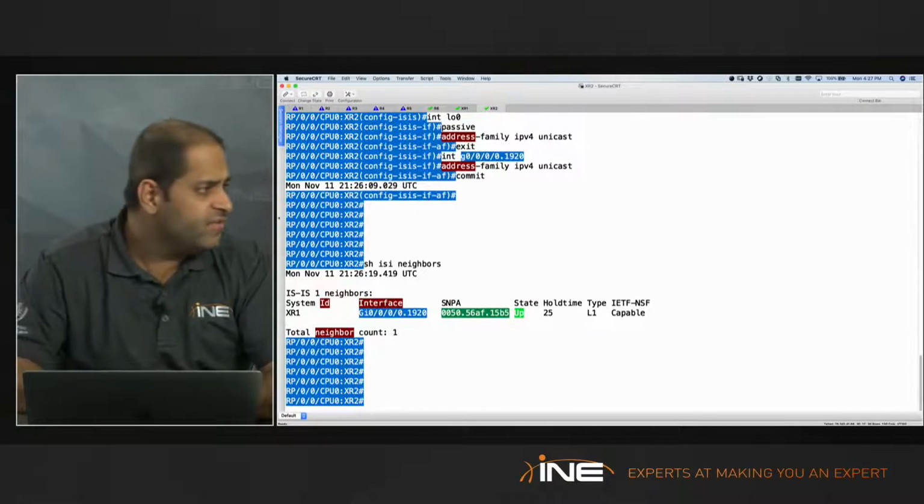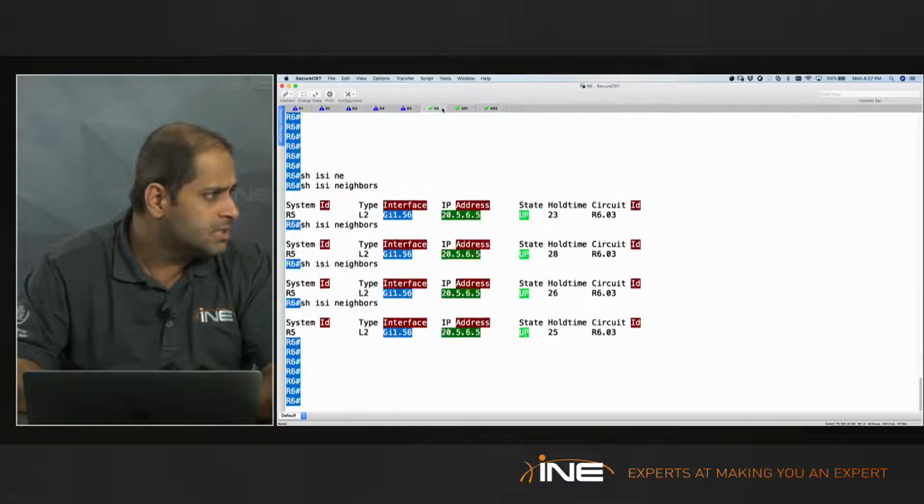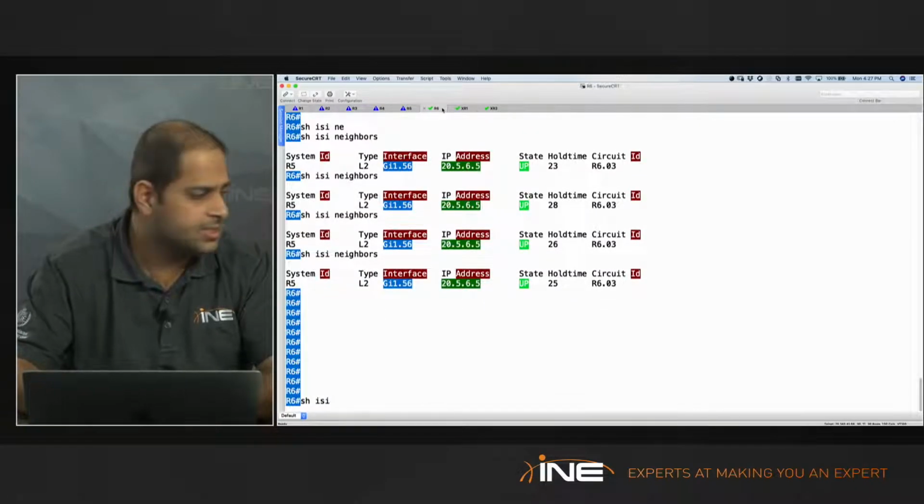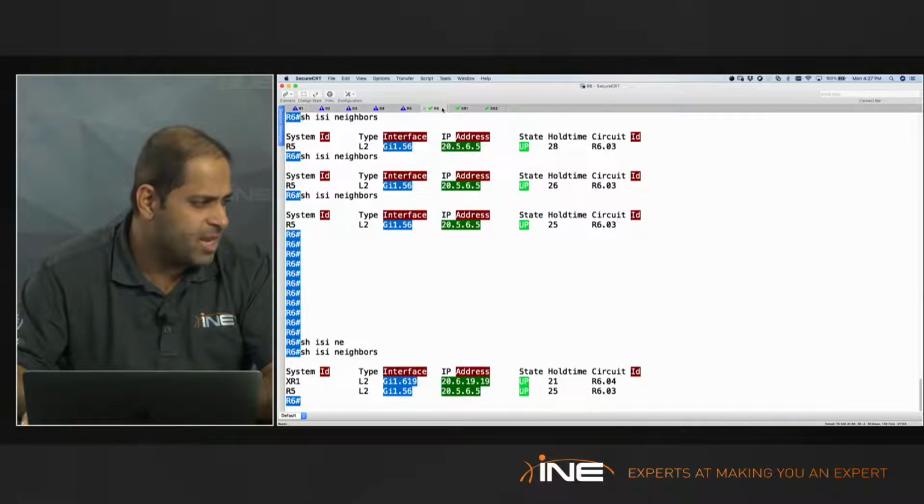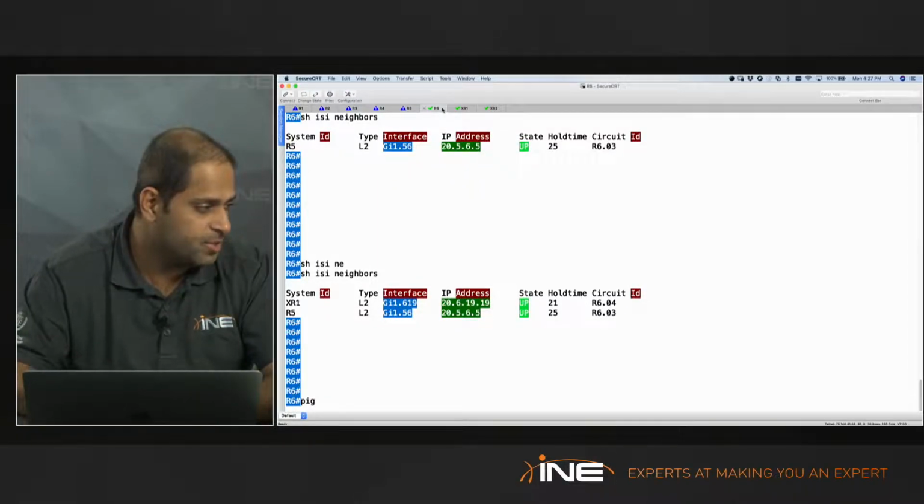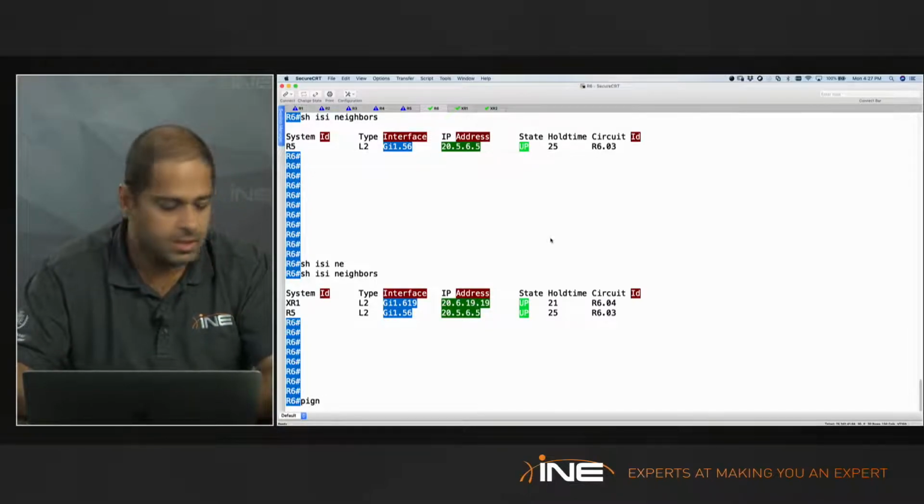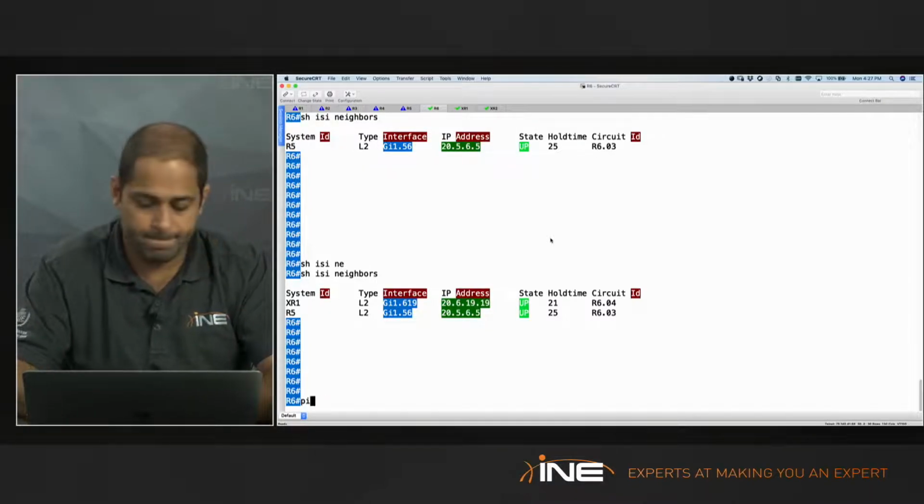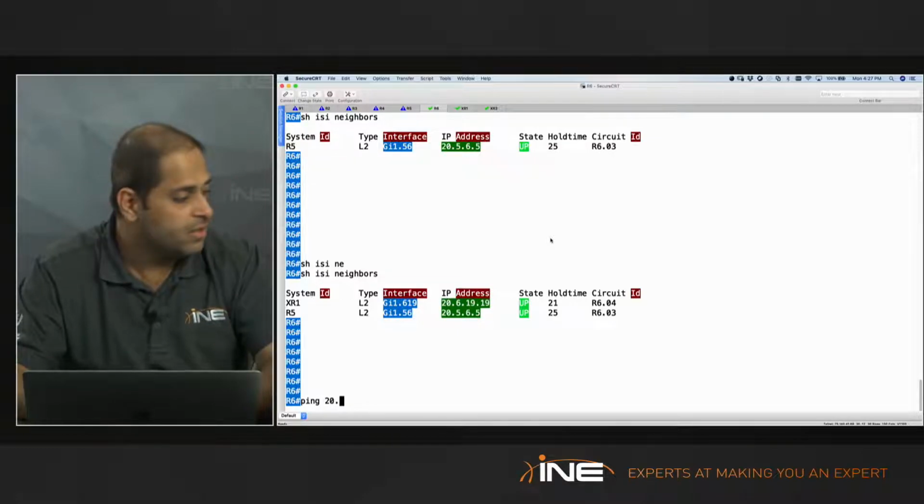So let's quickly verify R6, show ISIS neighbors. So I am neighbors with XR1, I am neighbors with R5, but I do not form neighbors with 3 and with 4. Let's check why. Let's do a ping just to check if we have reachability between the links. So ping 20.4.6.4.